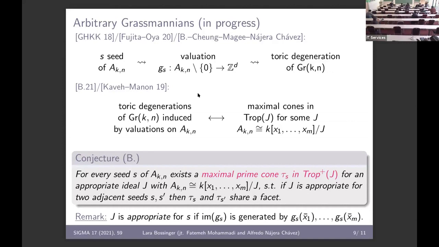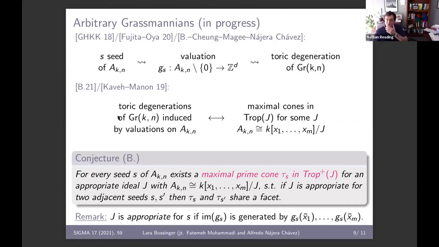Other questions? If not, there's a question in the chat. Greg, would you like to voice the question? Should I repeat it for you? Sure. Nice talk, Lara. I was wondering, are these all the possible valuations? Or are there examples of valuations on the Grassmannian that would not come from G_S for some seed S?